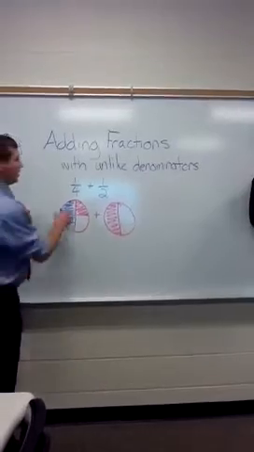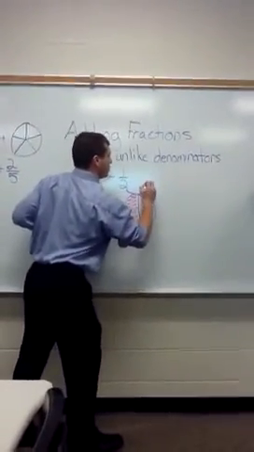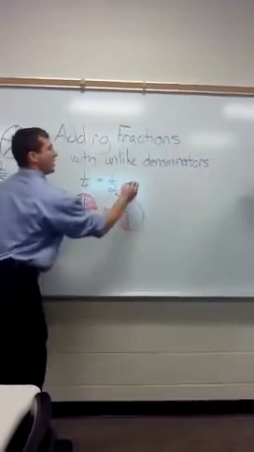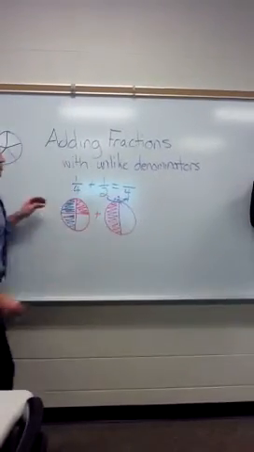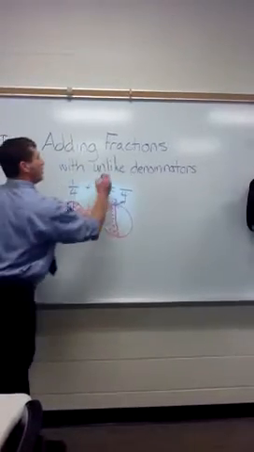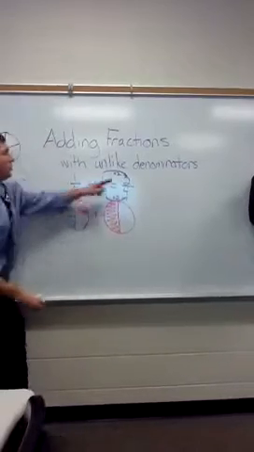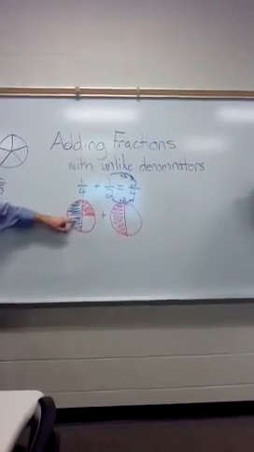So here my denominator is 4. I'm going to multiply the 2 times 2 to come up with a common denominator of 4. And now, in order to make sure this is equivalent, we want to also multiply the top number, or the numerator, by 2. So that will be 2/4. So our 1/2 is actually equal to 2/4.